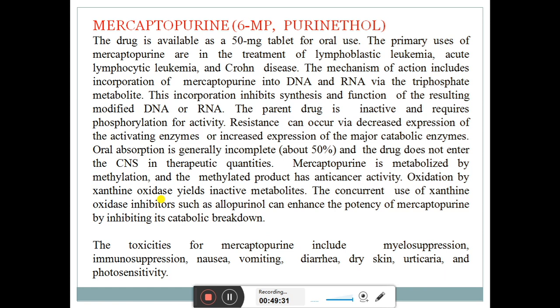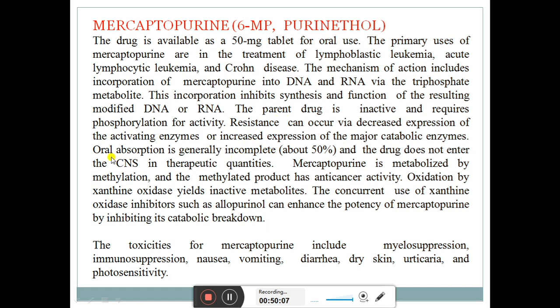The mechanism of action includes incorporation of mercaptopurine into the DNA and RNA via a triphosphate metabolite. This incorporation inhibits the synthesis as well as the function of the resulting modified DNA and RNA. The parent drug is inactive and requires phosphorylation for its activation. Resistance can occur via decreased expression of the activating enzyme. So if this activating enzyme is not there in our body, then it shows resistance.